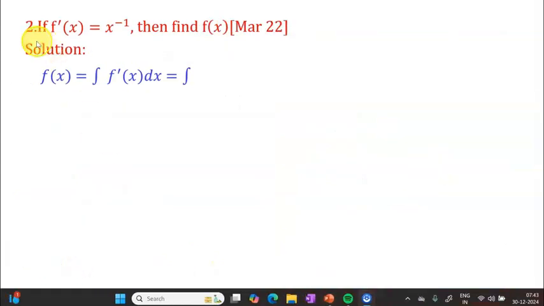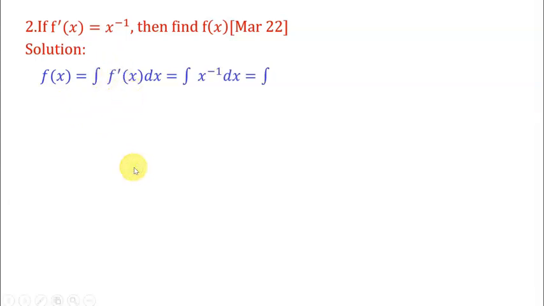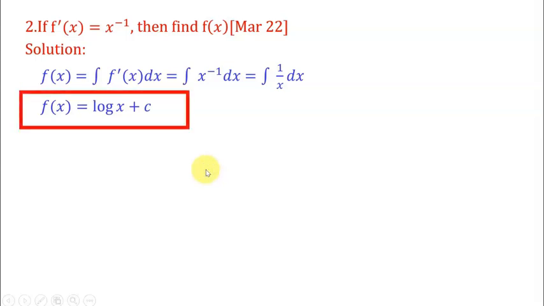Next example: if f dash of x is equal to x raised to minus 1, then find f of x, asked in March 22. Now what is f of x? f of x is equal to the integral of f dash of x dx. Substitute f dash of x, that is x raised to minus 1, which means 1 upon x. That is the integral of 1 upon x dx. The integral of 1 upon x is log of x. Therefore f of x is equal to log of x plus c, and this is the answer.